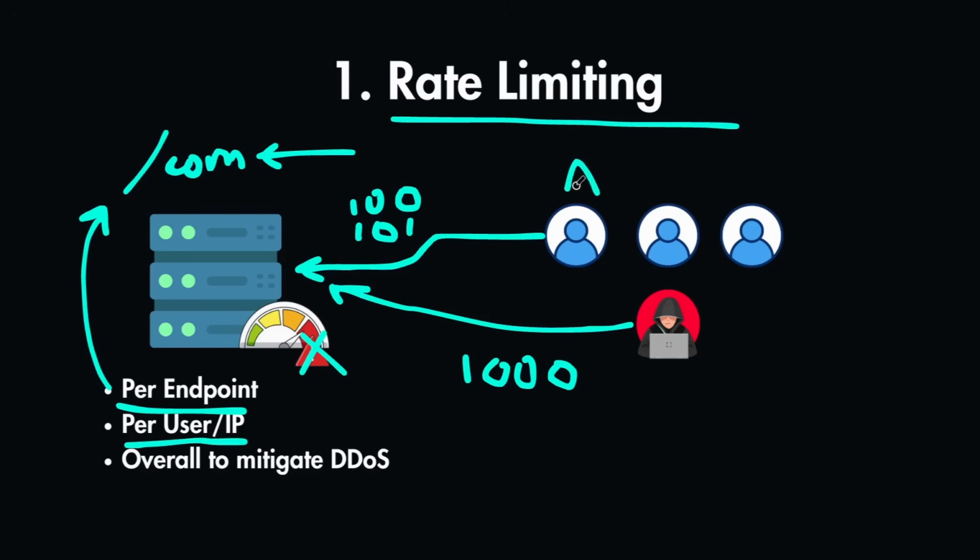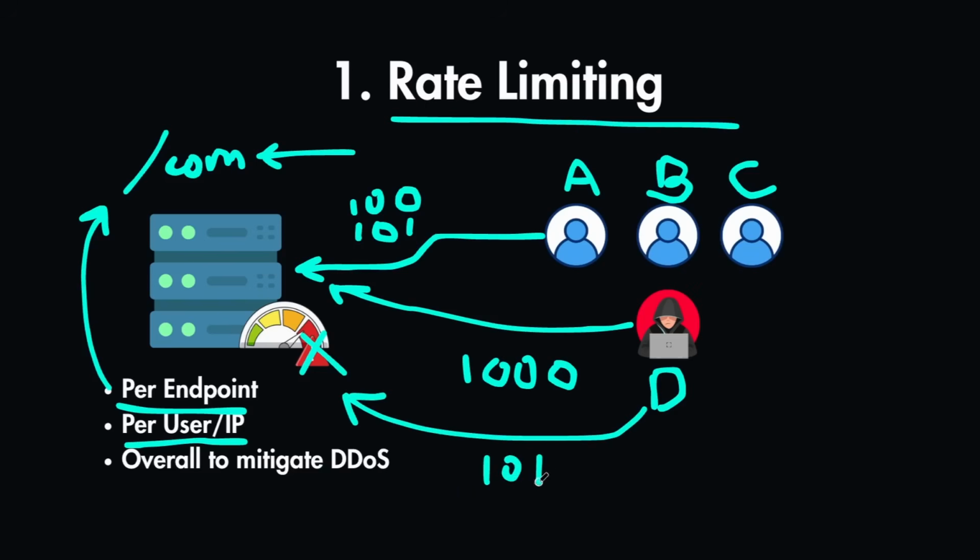Let's say A is the IP address of the first user, B the second, C this one, and your attacker has some IP address which corresponds to D. If you get the 101st request from the D IP address, then you will know that this user overused the API, so you will block it at the user IP level. And there is also overall rate limiting to protect from DDoS attacks.